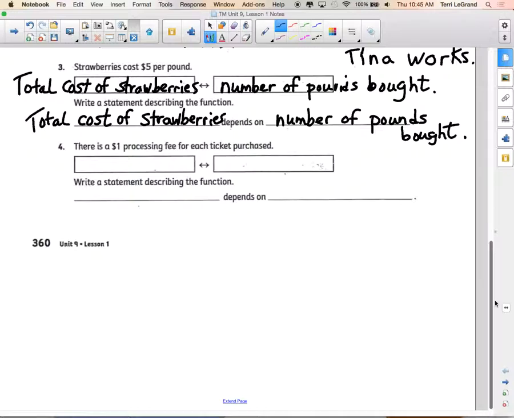What do you think the two unknowns are in number 4? What has a relationship in this problem? There's a $1 processing fee for each ticket purchased. What can change? What's one of the unknowns?